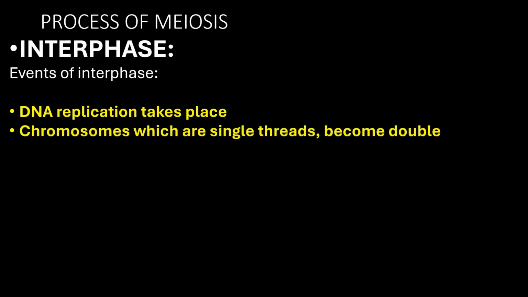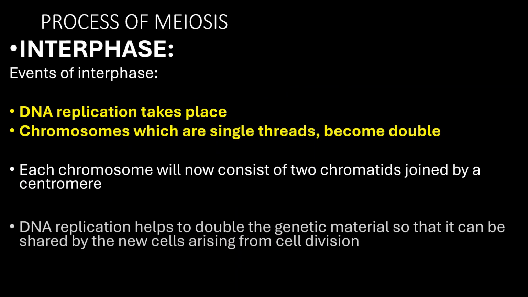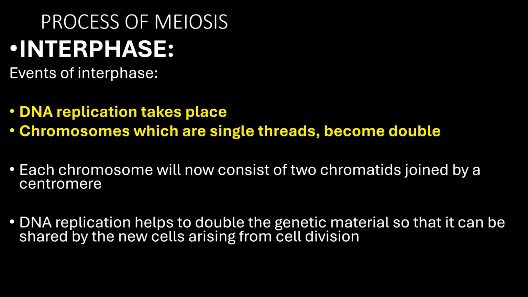And then you need to be able to describe what goes on. During interphase, chromosomes which are single threads become double. That is, each chromosome will now consist of two chromatids joined by a centromere. And then we need to also know that DNA replication helps to double the genetic material. And why should that happen? Why should the genetic material double itself? It does so that it can be shared by the new cells arising from the cell division. So there's a reason why DNA replication occurs during interphase.